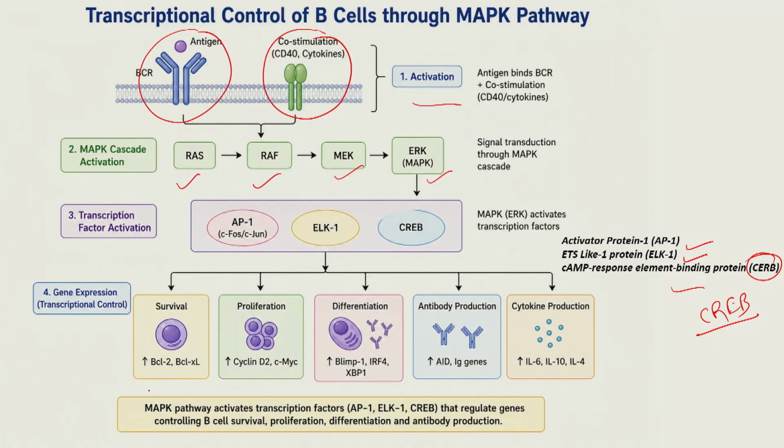But the whole purpose of this transcription factor activation is these 5 fundamental processes which are happening in the B cell: survival, proliferation, differentiation, antibody, and cytokine production. So we have to look at this in a very critical way, that ultimately it can lead to these 5 basic processes in the B cell.